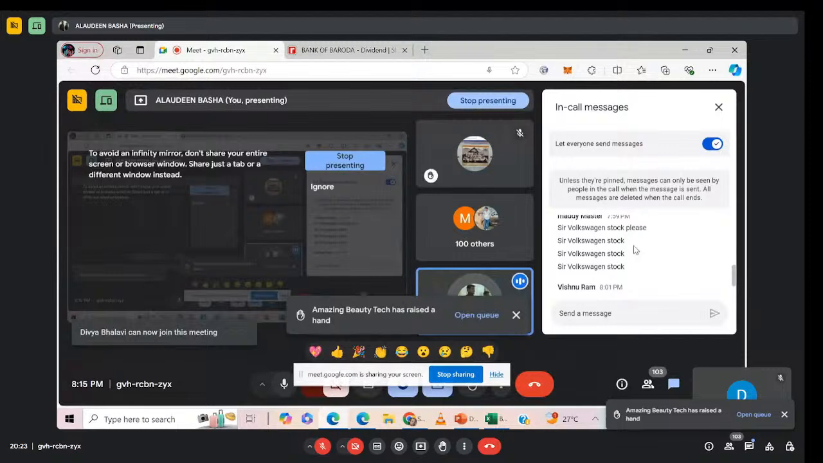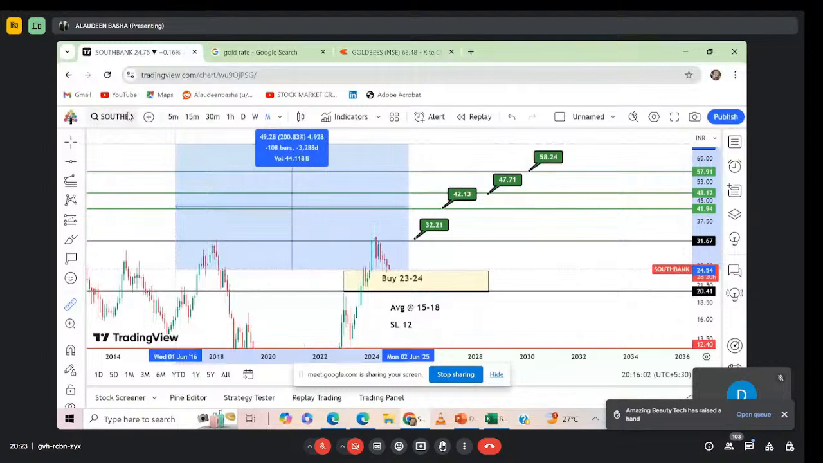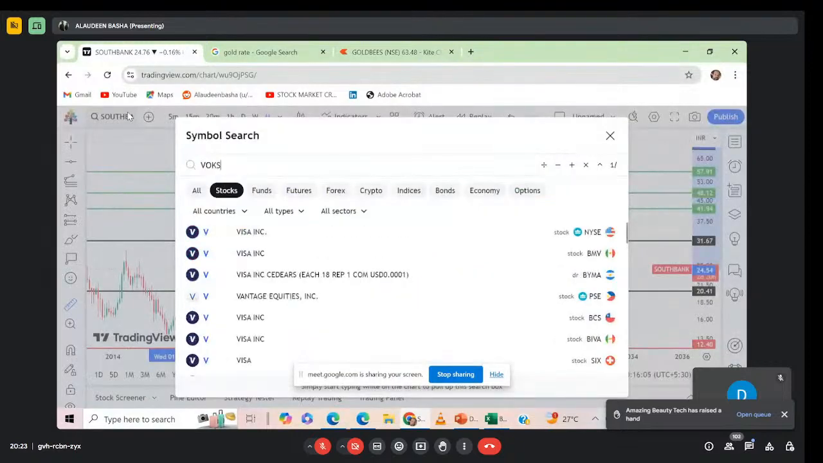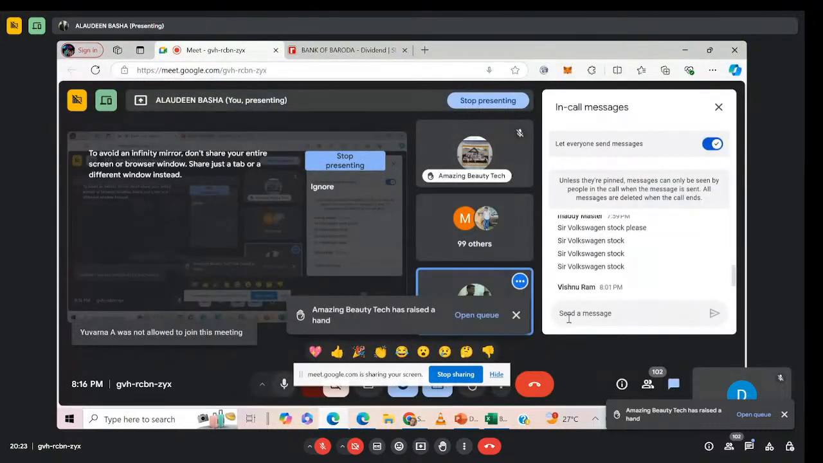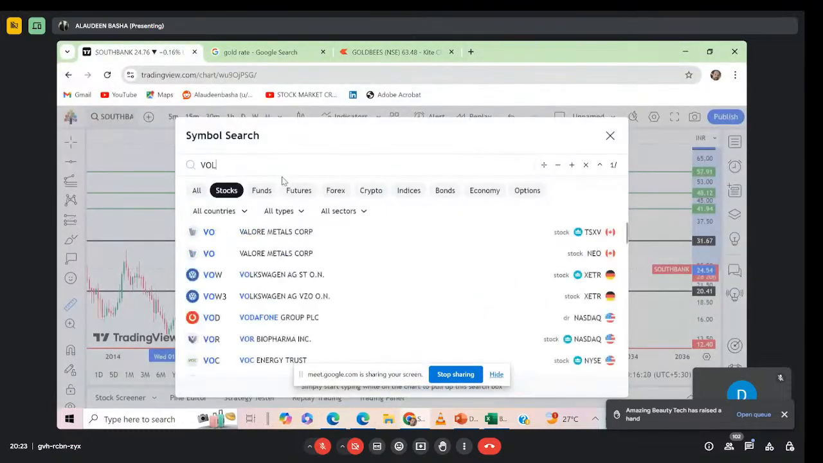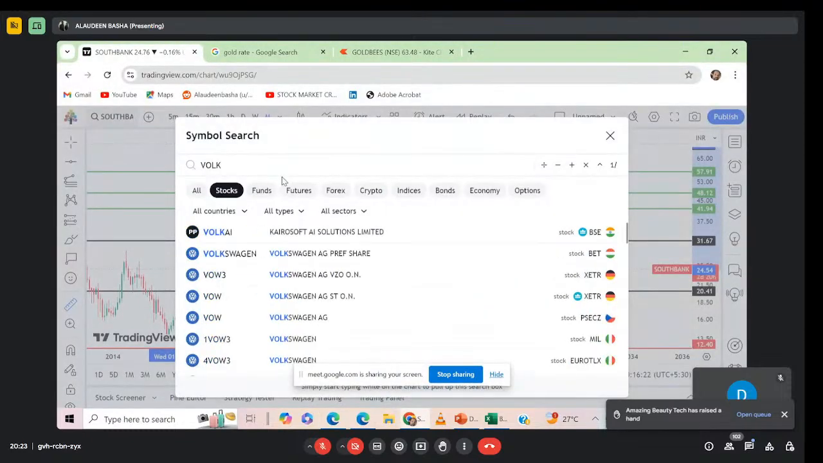Sir, Volkswagen, I think not in stock, sir. We'll check. Volkswagen is not an Indian stock, sir. Volkswagen is, I think, from another country. In the Indian market, there is no stock for Volkswagen.